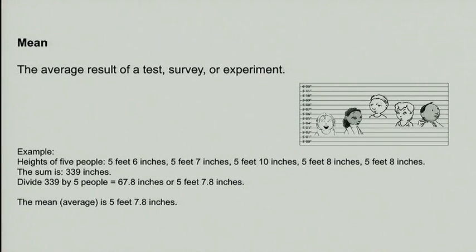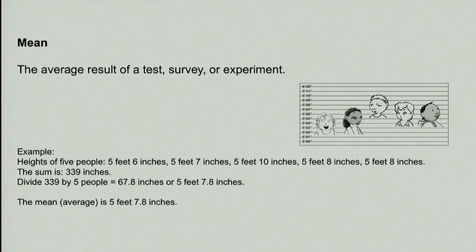Mean. The mean value is the average result of a test, survey, or experiment. The mean value. Now we have here on the chart the height of 5 people. The heights of these 5 people are 5 feet 6, 5 feet 7, 5'10", 5'8", 5'8", and the sum is 339 inches.